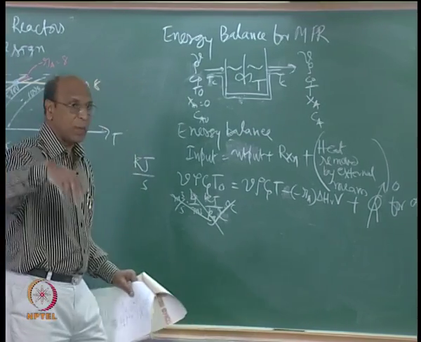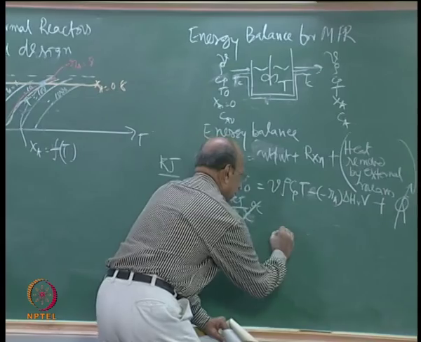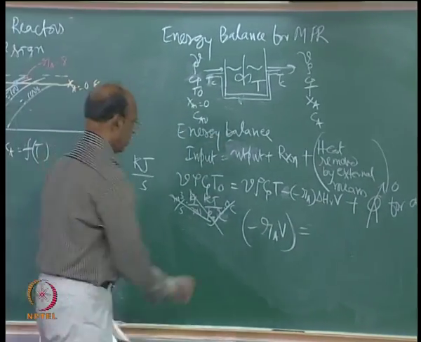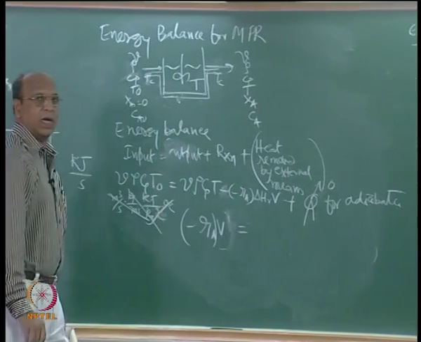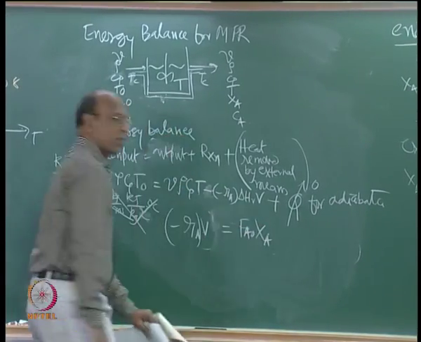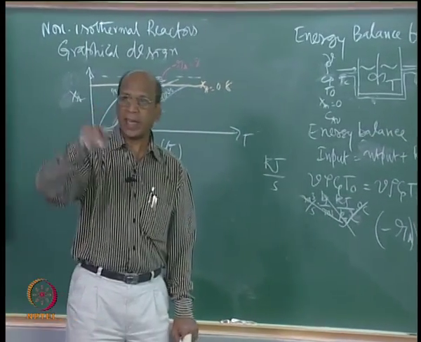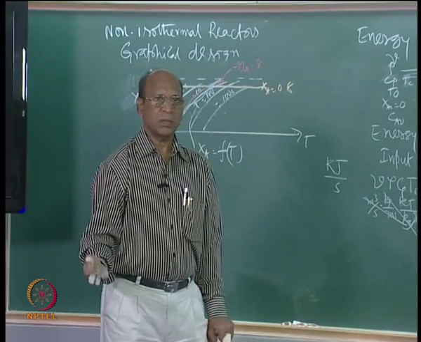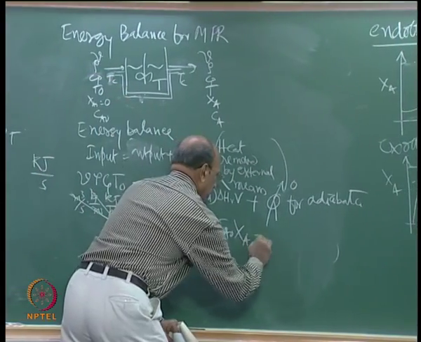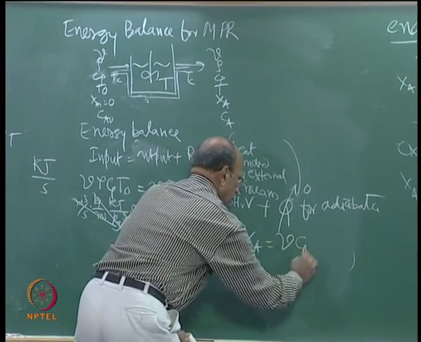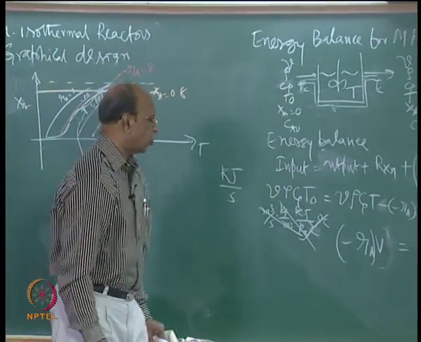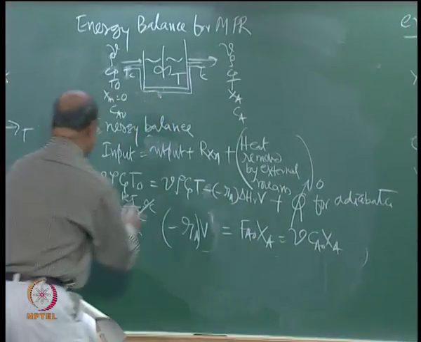Yeah. So, I now have the material balance equation where minus R A into V equals F A naught X A. F A naught I can also write in terms of V by C A naught, correct? Yeah, V into C A naught. Because I have not used F A, that is why I am writing that, okay. So, now I can substitute that here. So, what do you get here?